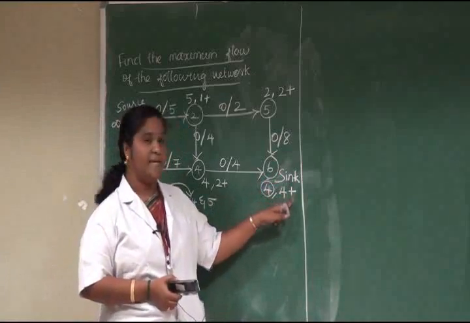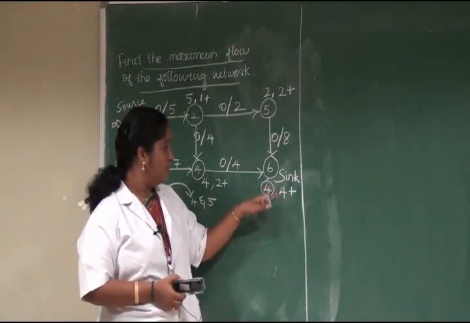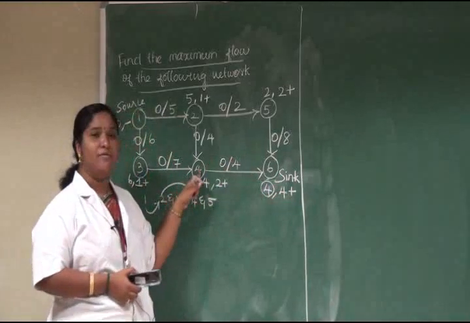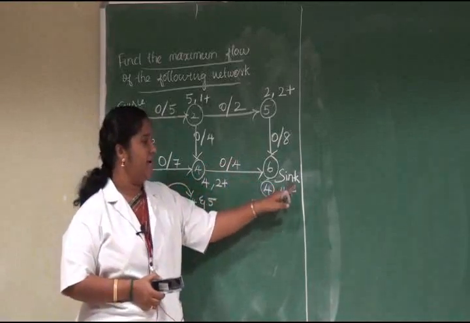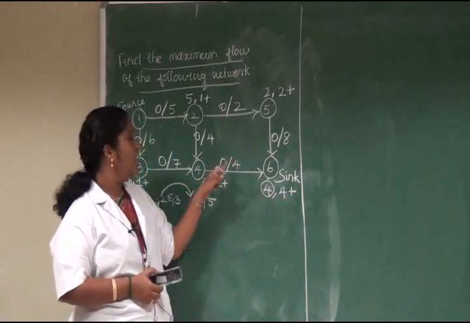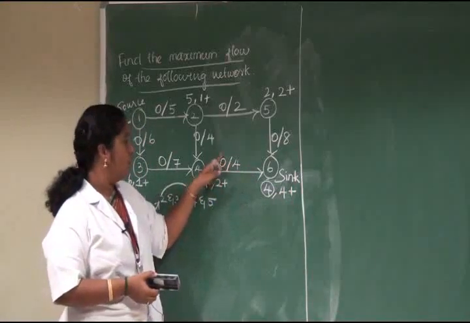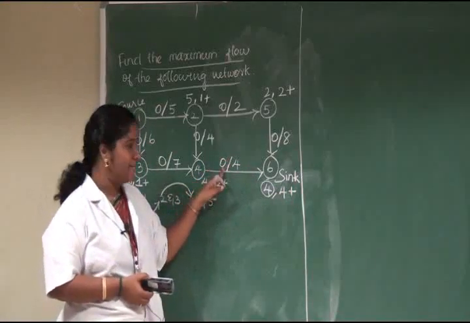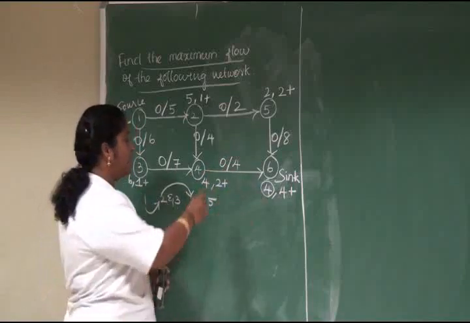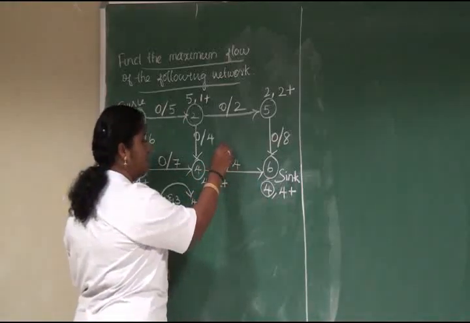The second label of the sink vertex is 4 plus. So from 6 we have to go to vertex 4, and since here we have plus, it indicates that this flow value has to be increased. So this flow value 0 has to be increased by this 4. So this 0 becomes 4.